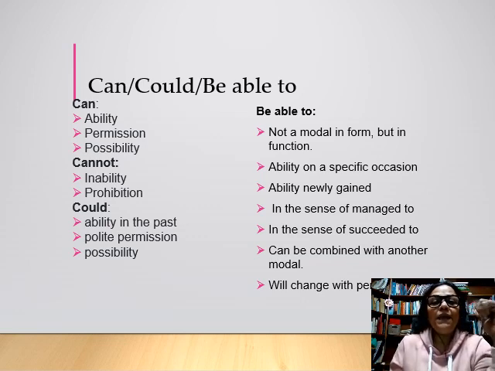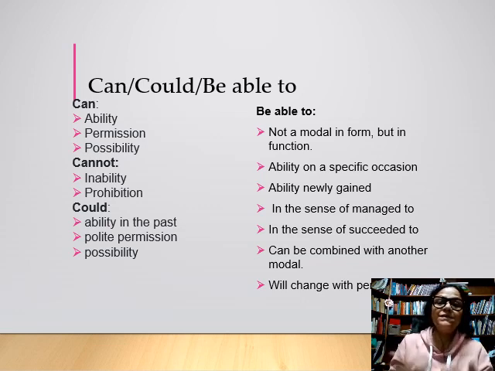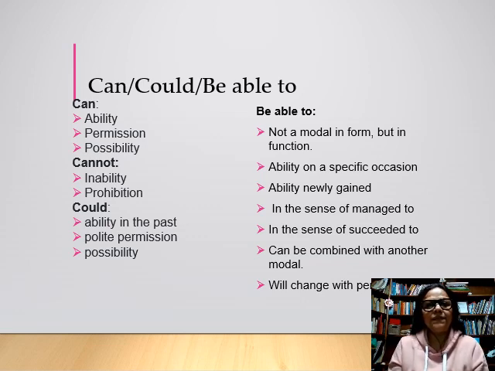Then I will be able to go to school on Monday. So that means before Monday, I was unable to go to school. So it's a newly gained ability. Also, be able to is used for intending, somehow I managed to, somehow I succeeded to do something.